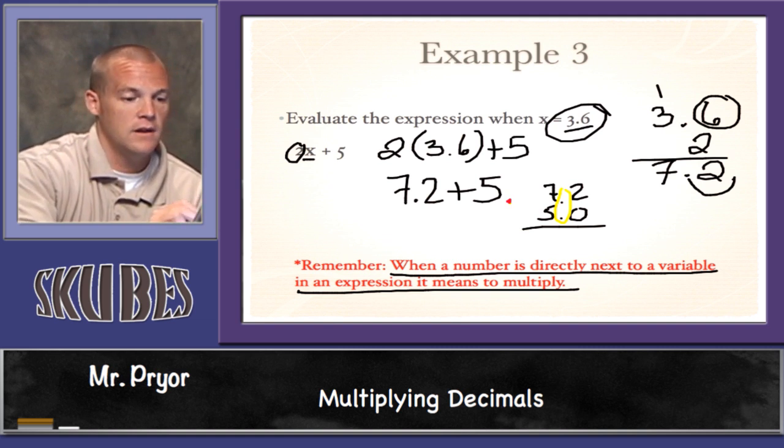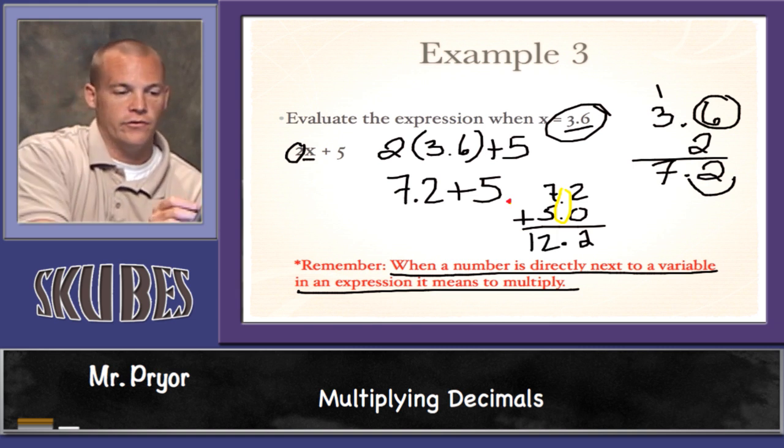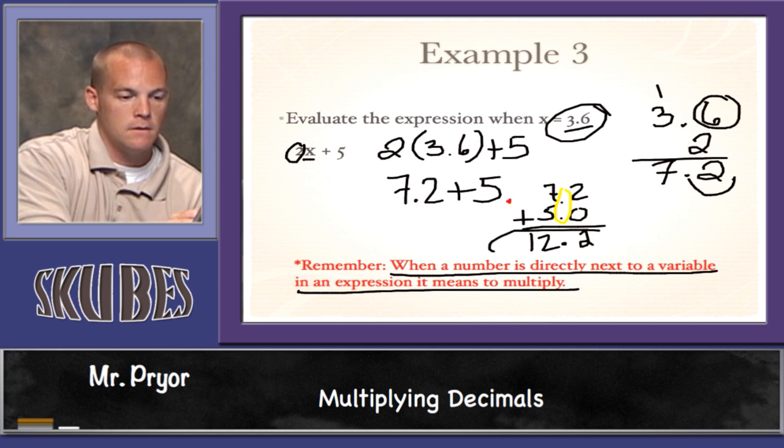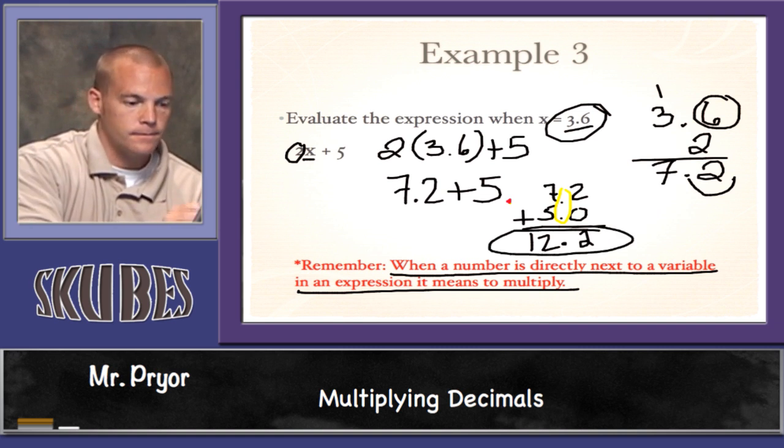7.2 plus 5. 2 plus 0 is 2. Bring your decimal straight down. And 7 plus 5 is 12. So you end up with 12.2 as your solution there. All right, little two-step problem.